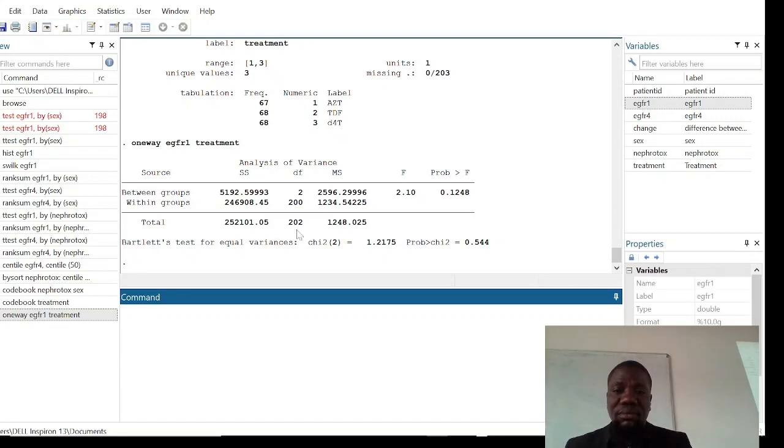And here it is. It has given you the F statistic, the mean squares, sum of squares, the degrees of freedom, and it's actually giving you a p-value here. And the p-value is equal to 0.12. A p-value of 0.12, which is above 0.05, simply tells you that there is no significant difference in the eGFR amongst the treatment groups. So those that were treated with TDF, those with D4T, those with stavudine, all had the same eGFR before the treatment began.